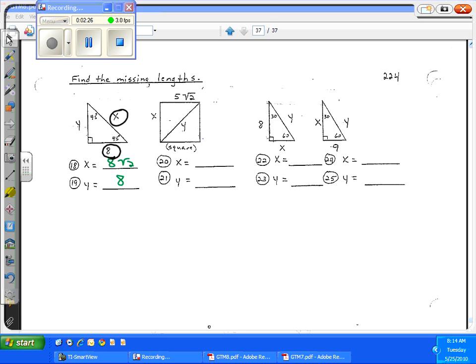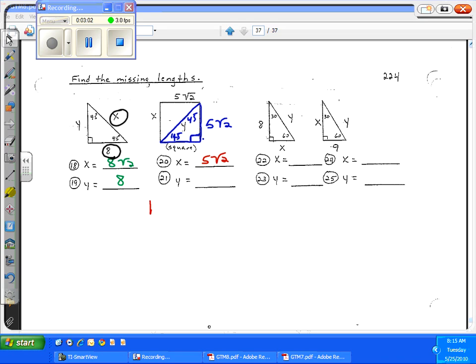A square is a quadrilateral with 4 equal sides and 4 right angles, so that angle is 90. If one side is 5 square root 2, then the other side is 5 square root 2. If we use this little right triangle to find the diagonal, or we could use the other right triangle, we know that we've got a 45-45-90 right triangle. We know that the legs are equal, so if one side is 5 square root 2, they're all 5 square root 2 in a square.